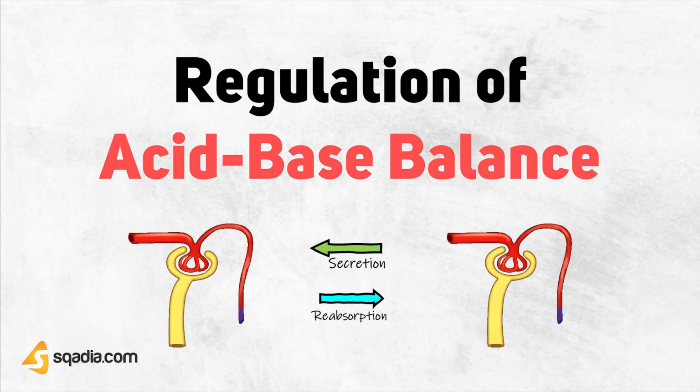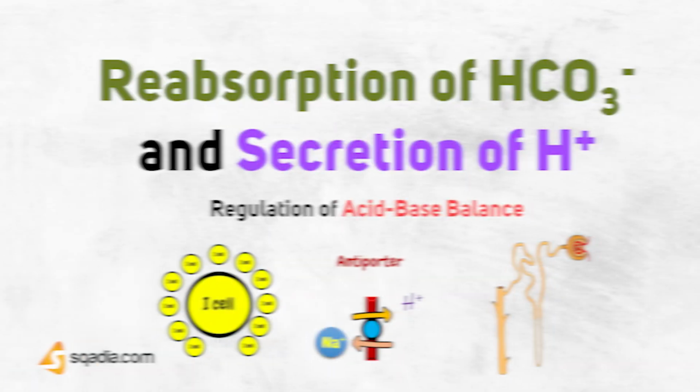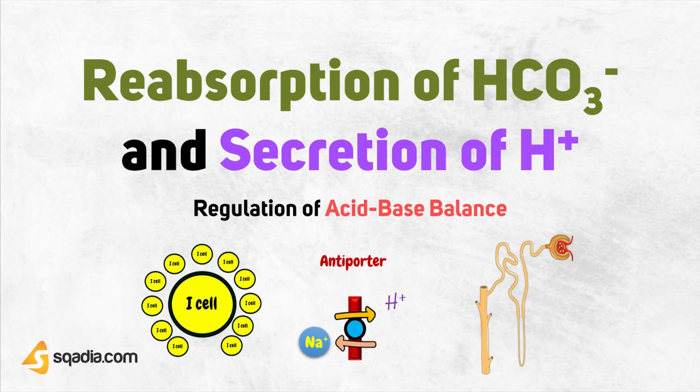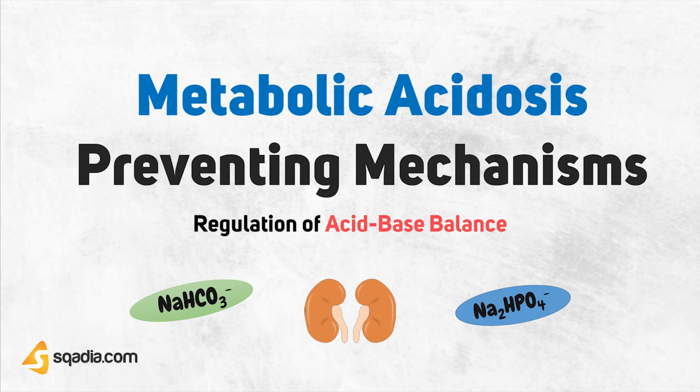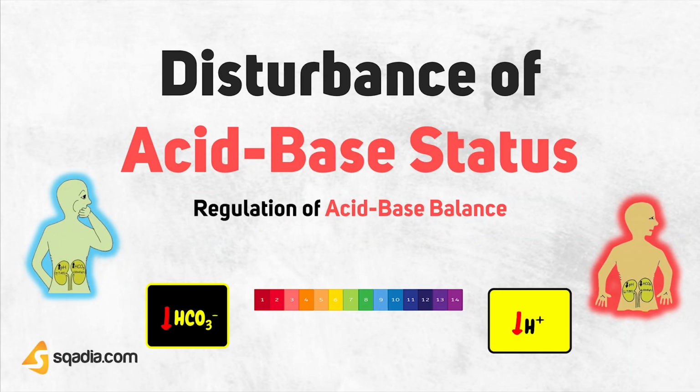In this video, we are going to discuss the reabsorption of bicarbonate and secretion of hydrogen ion and mechanisms of kidney in preventing metabolic acidosis and disturbance of acid-base status. Kidney plays an important role in maintenance of acid-base balance by excreting hydrogen ions and retaining bicarbonate ions.